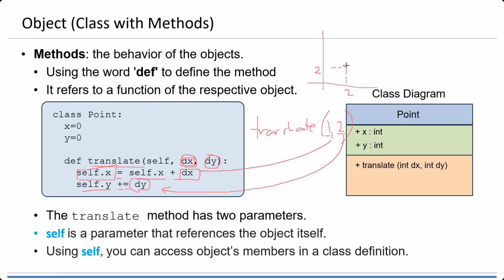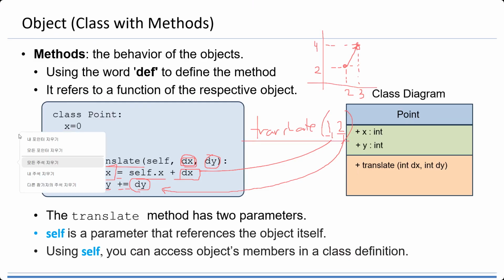Then it will be shifted to 3 for x, and shifted to 4 for y. It means the point will be translated to another point after we call this function. So let's see.